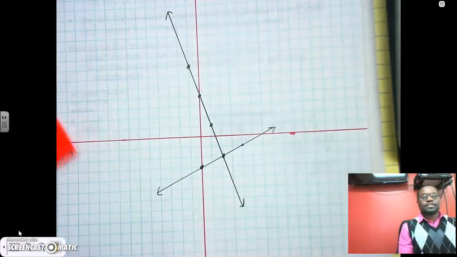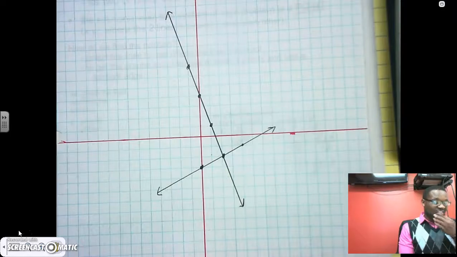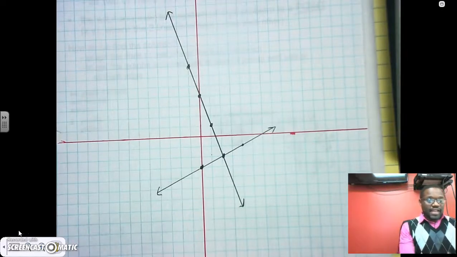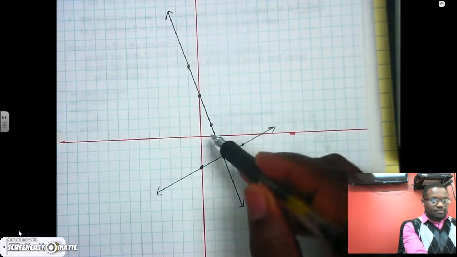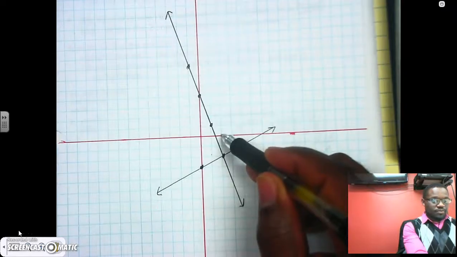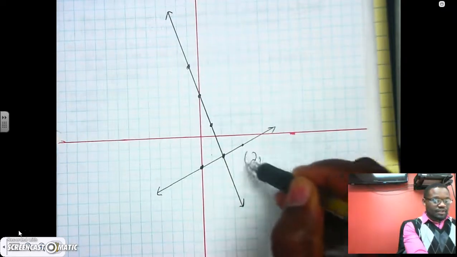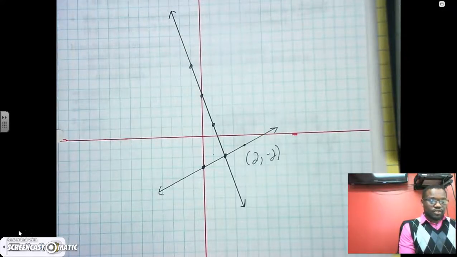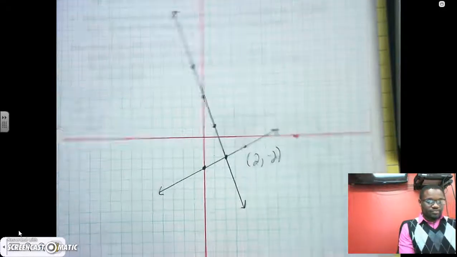So solving systems of equations by graphing, again, is asking us to find the point where two lines intersect. The graph is not your answer. The answer is the point where they intersect. So if I go to the right 2, and then I go down -2, that is your point of intersection.